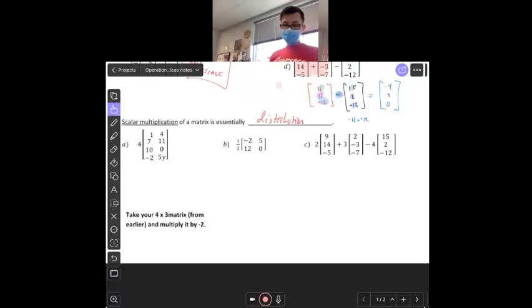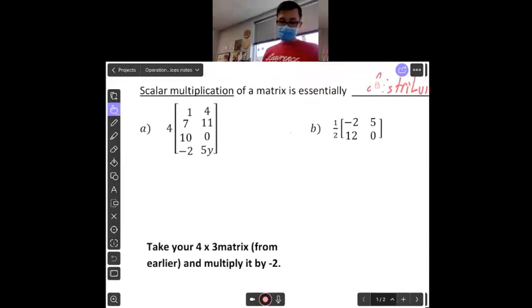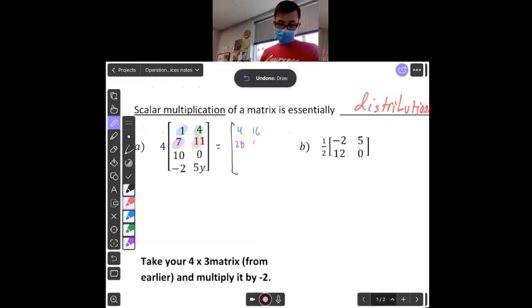I've collected all my data, and then I want to take all that data and multiply it by 4. It's just a big distribution problem. Again, all you need to do is slow down, make sure you don't miss something. Of course, 4 times 1 is 4, 4 times 4 is 16, 4 times 7 is 28, 4 times 11 is not 11, 4 times 11 is 44.